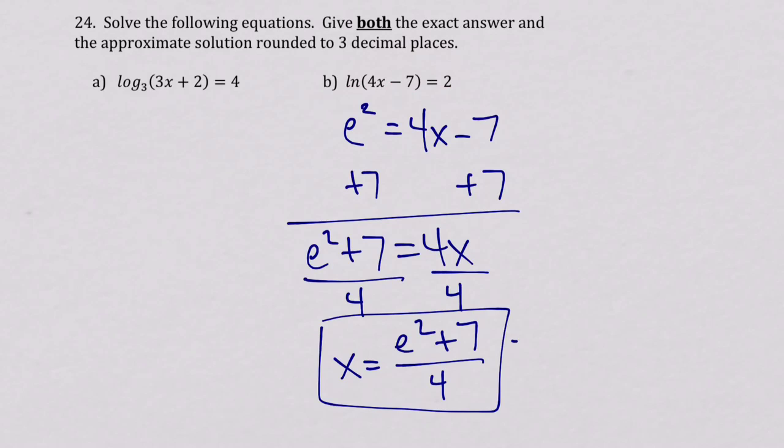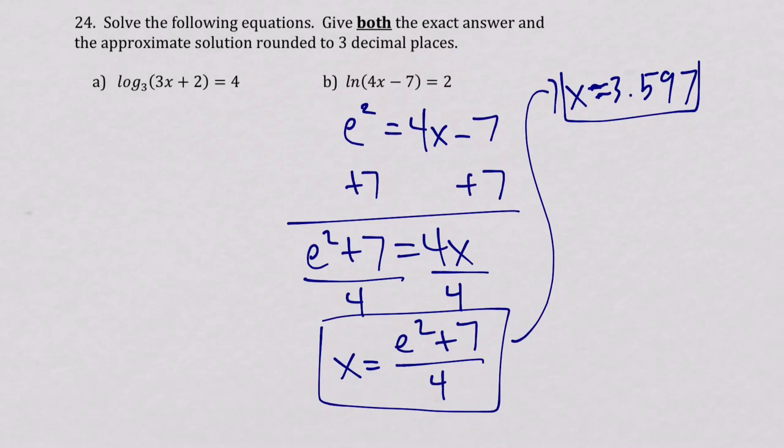If I want to do the approximate answer, I've got to actually calculate e squared, then add 7, then divide by 4. So I'm going to do that on the calculator. And my calculator says that x is equal to 3.597. Approximately, right? This is an approximate answer. There you go.